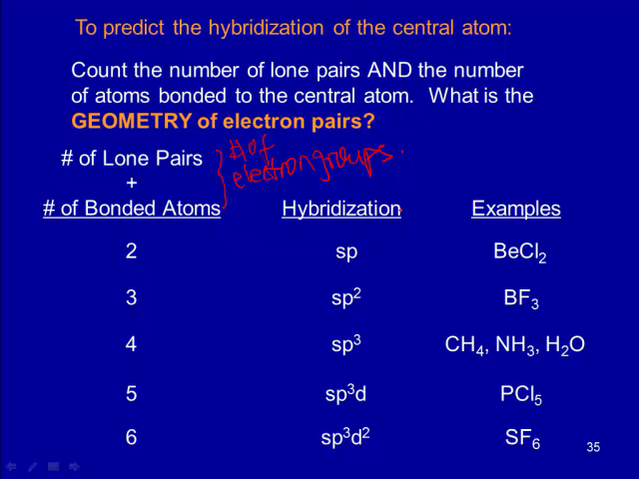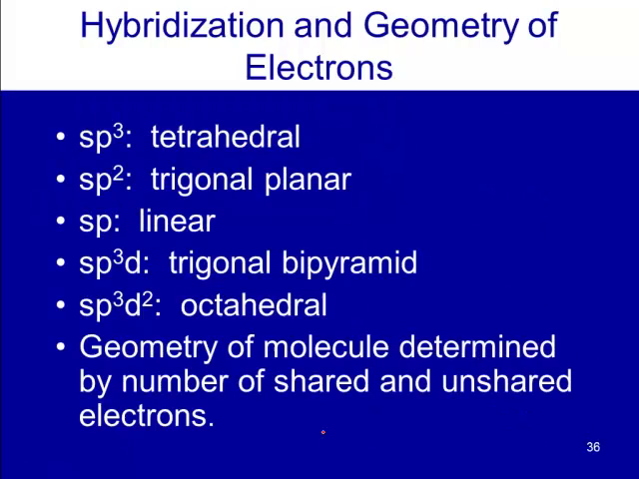Well, running down here, the hybridization of the central atom gives the molecule its ability to bond properly. So if you have 2 electron groups, it's sp, it's linear. 3, sp2, that will be trigonal planar. 4, that will be sp3, that will be tetrahedral. 5 is sp3d, that will be trigonal bipyramid. And 6 will be sp3d2.